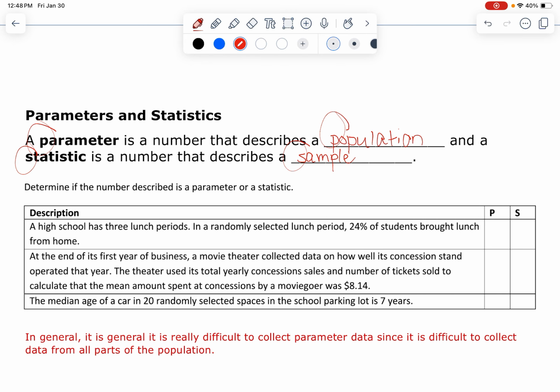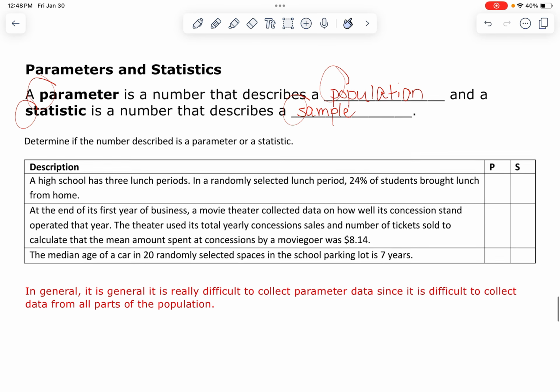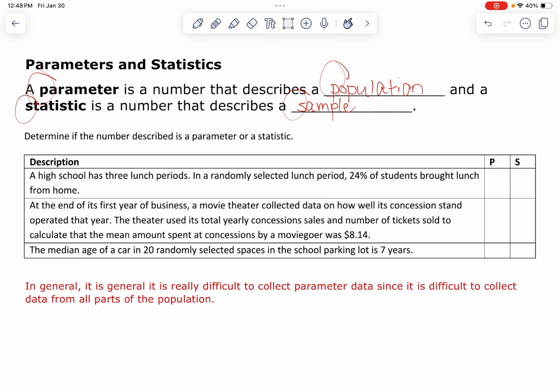Okay, so let's make sure that we understand this. Determine if the number described is a parameter or a statistic. A high school has 3 lunch periods. In a randomly selected lunch period, 24% of students brought lunch from home. There are a couple of important things here. This is a randomly selected lunch period, and the 24% is of those randomly selected. So this is a sample.